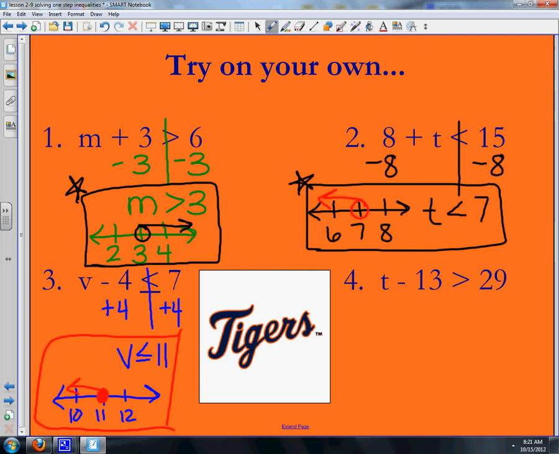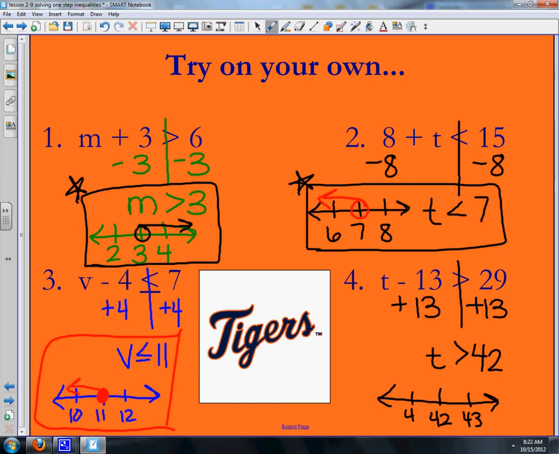And the last problem, I'm going to add 13 to both sides. So t is greater than 29 plus 13, which is 42. So then I draw my graph. I have 41, 42, 43. And then I have an open circle, and I have everything greater than. And those are my two answers.